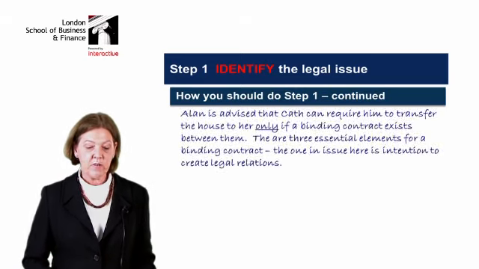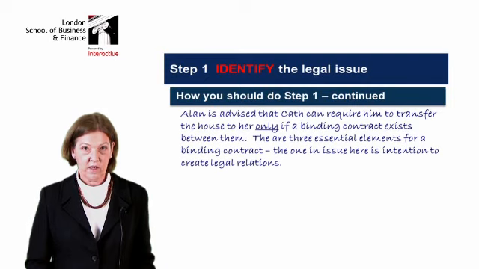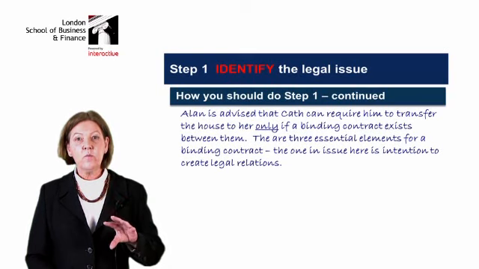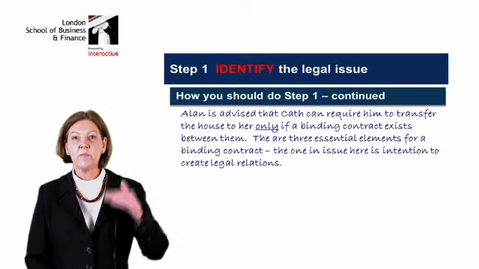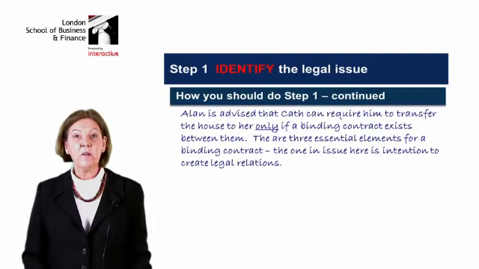Okay, so using the question requirement, Alan is advised that Kath can require him to transfer the house to her only if a binding contract exists between them. And there are three essential elements for a binding contract. And the one in issue here is intention to create legal relations. So all we've done here in this bit of writing is just put into words what we were analysing as we went through the scenario. The next video you'll see is when we'll be looking at step 2, the relevant law.